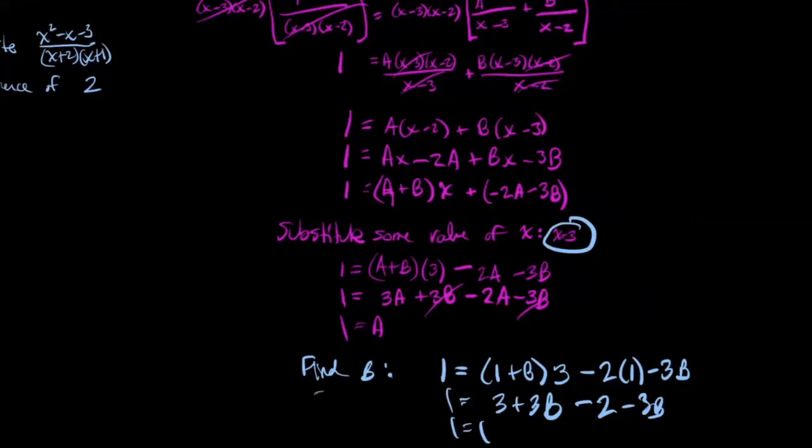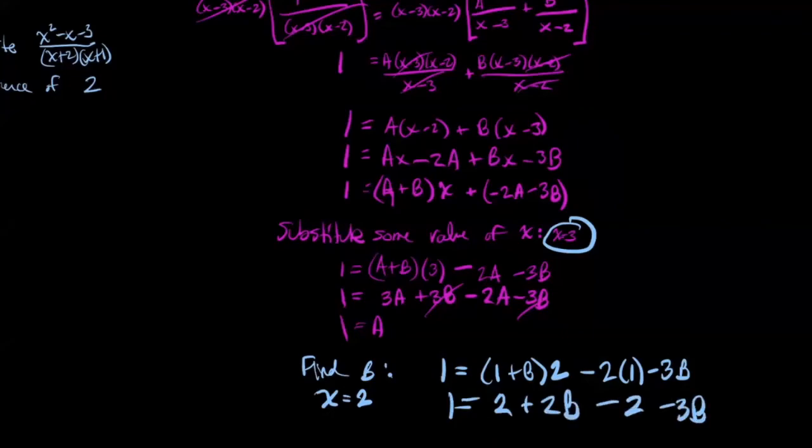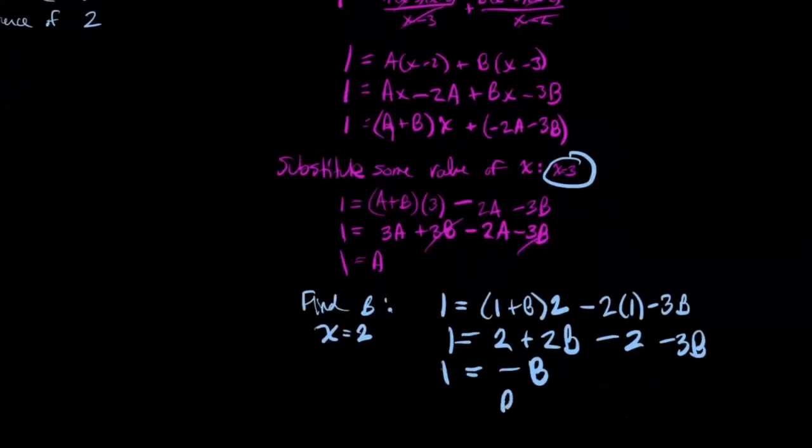So to find b, we have to let x equal something else, and we're going to let x equal 2. Okay, so if we do that, we're going to have a 2 instead of a 3, and look what happens in this case. A is still 1. 1 is equal to 2 plus 2b minus 2 minus 3b. So 1 is equal to negative 1 times b. So b is going to be negative 1.